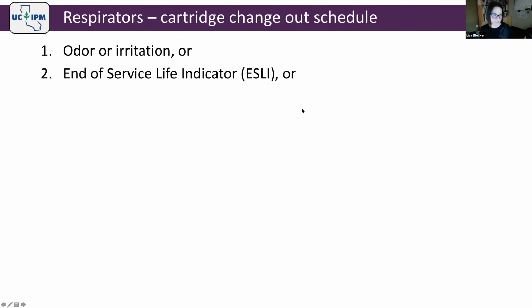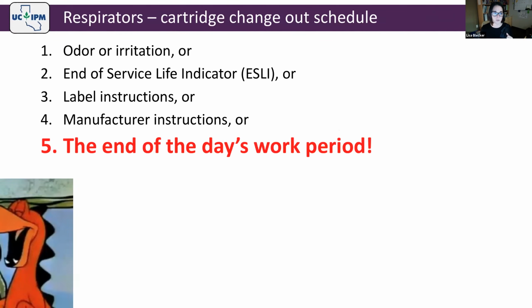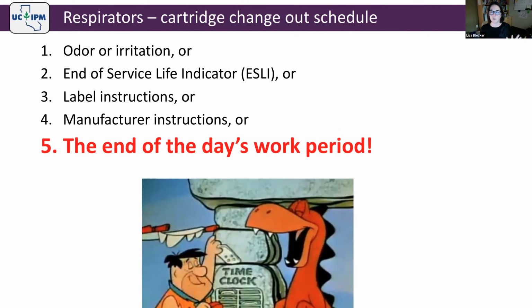There are things called end of service life indicators on some respirator cartridges, but I've never seen any for pesticides. If you had label instructions, you would follow those. If you have manufacturer's instructions on how long to use the cartridge, then follow those. Barring all of those things, you change out the cartridge at the end of a day's work period. Really, I've never seen an ESLI on a pesticide respirator.